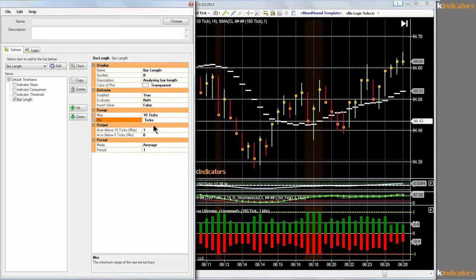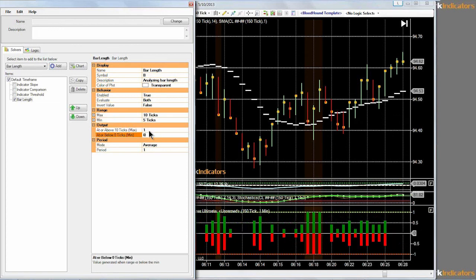So if I want to constrain this more, say like I need to look for a bar that's 5 ticks. I'm really only interested in when a bar gets to 5 ticks, and then ranging from 5 ticks to 10 ticks or more. I mean, really, the way I have my output set up is that I'm only interested in a bar that's 10 ticks or more. But I'll just say I'm starting to get interested when the bar length at least gets to 5 ticks or more.